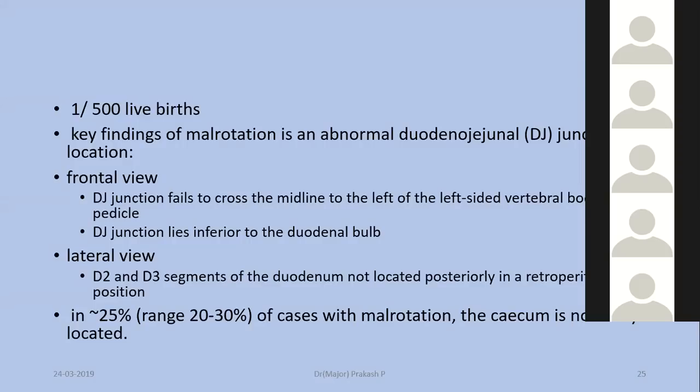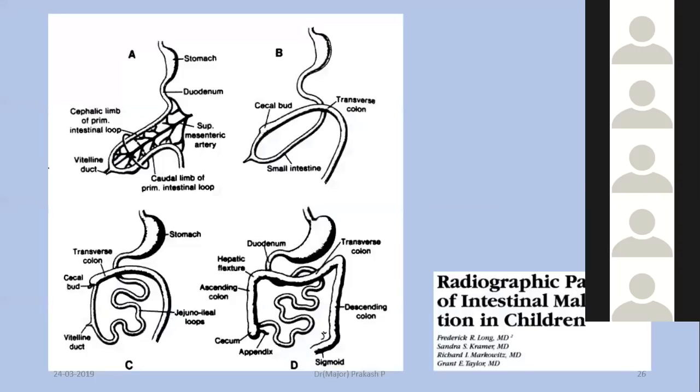In approximately 25% of the cases of malrotation, the cecum is normally located. So even if the cecum is seen in the right iliac fossa region, it does not exclude a malrotation. That is very, very important for you to understand. For those interested in the embryology, there is a beautiful diagram in the source which I have given you. Anybody interested can read that article, where the embryology of malrotation is very clearly mentioned.